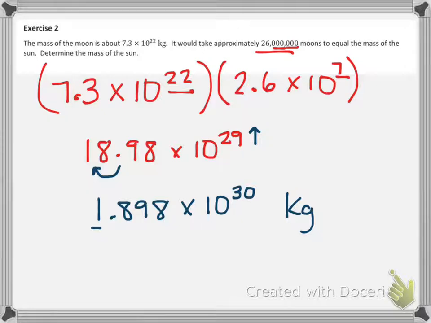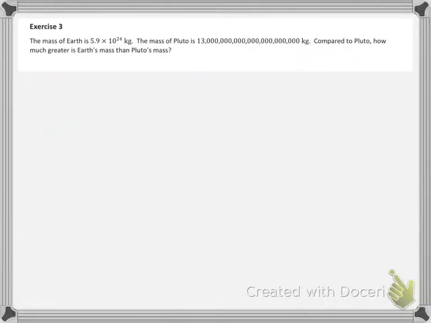All right, now we're on to exercise 3. The mass of the Earth is 5.9 times 10 to the 24th kilograms. The mass of Pluto is a lot of kilograms. Compared to Pluto, how much greater is Earth's mass than Pluto's mass? Well, this is going to be a subtraction problem, so I'm going to take 5.9 times 10 to the 24th, and I'm going to subtract Pluto.